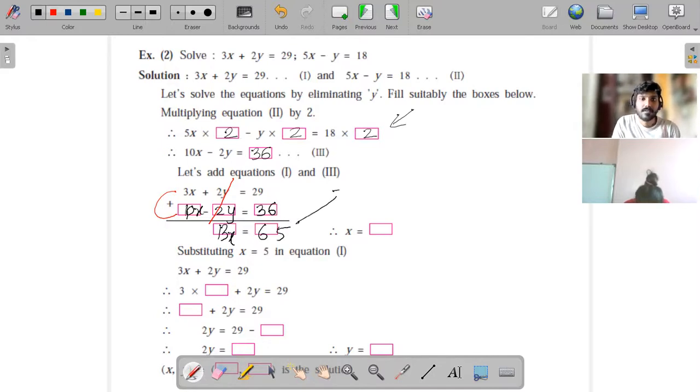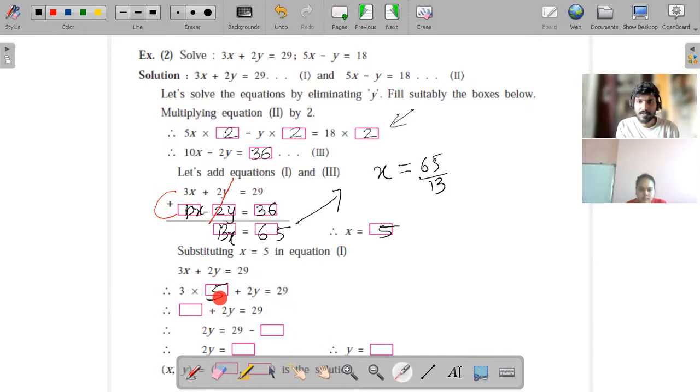Now here, this would be x equal to 65 upon 13. 65 divided by 13 will be 5. So in this block here, what will you write? 5. Now it is said substituting x is equal to 5 in equation 1. So equation 1 is 3x plus 2y equal to 29. So in place of x, you have to write 5. So this will be 3 into 5 plus 2y is equal to 29.